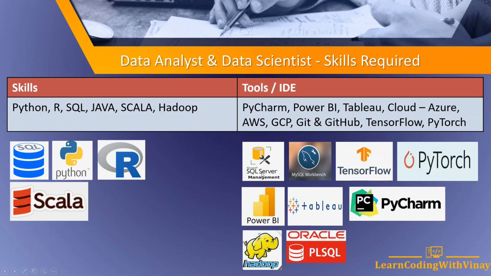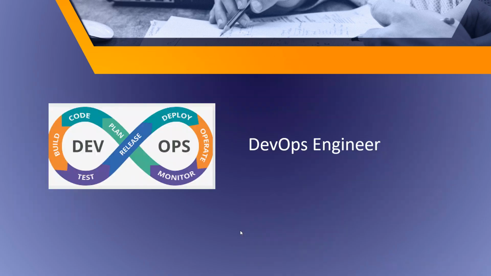And for databases, SQL, MySQL, Oracle can also be there. Even NoSQL databases like MongoDB and Cosmos DB can be there, right? So these are the tools and technology if you are planning to opt for a data analyst or data scientist role. These are the things you should know. So I hope you have a fair idea about what a data analyst does and what a data scientist does. Right. So let's move to the next one.